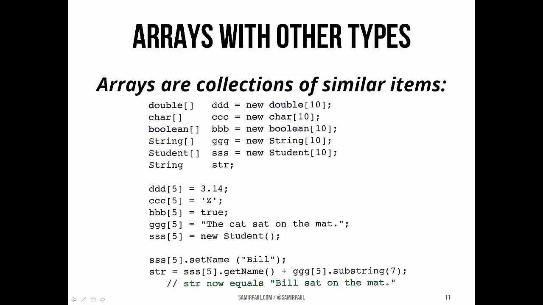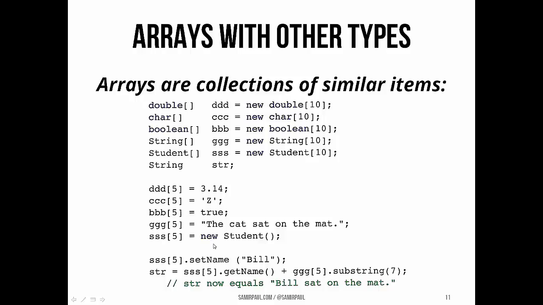Now, as I said at the start, arrays can be formed from any collection of similar items, anything. Okay, so here we can see examples of arrays of doubles, of characters, of booleans, of strings, of student objects even. You can see we have DDD for doubles, characters, booleans, just as we said. And we can access a particular element in the array and set it to whatever we'd like. Notice here, we're setting the 5th element in array SSS, that's our student array, to a brand new student object.